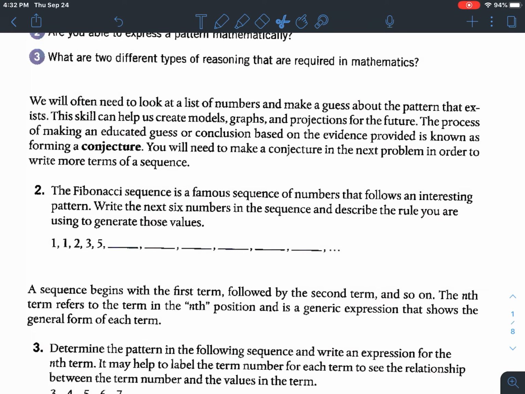So we are branching out further than just arithmetic and geometric, where we're always adding the same number or we're always multiplying by the same number. We're taking it just one step further and we're trying to come up with different types of patterns. It's not always linear or exponential like this. So one of the most famous sequences is the Fibonacci sequence. And it follows an interesting pattern. Write the next 6 numbers in the sequence and describe the rule you are using to generate those values.